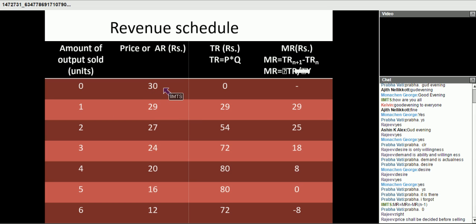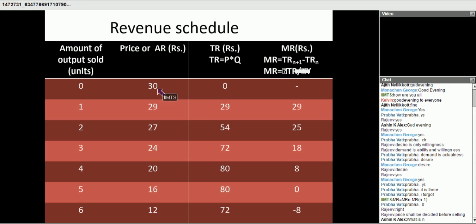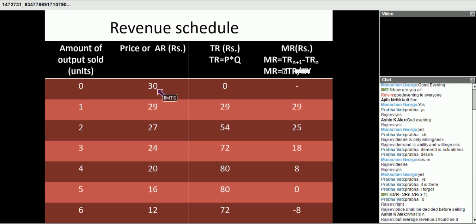Okay, price shall be decided before selling. All right. Whether we keep 30 over here or 0 over here, that will not make any difference. So we can keep it 0 to avoid any kind of confusion. Yes, that is what I am saying, to avoid the confusion. If we look from the perspective of price, we can keep it 30, but when we are talking about average revenue, it should be 0 only. Okay, Ashton, you are asking what is N? N means the number of units that have been sold.